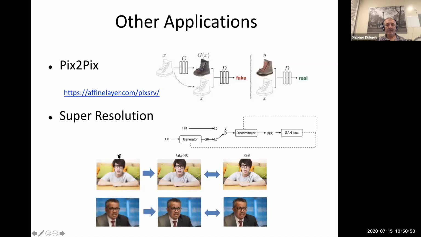I hope you can see this in the video. This is really pixelated. This is the fake one. This is the true one. This is still sharper, and this is one of the typical applications.